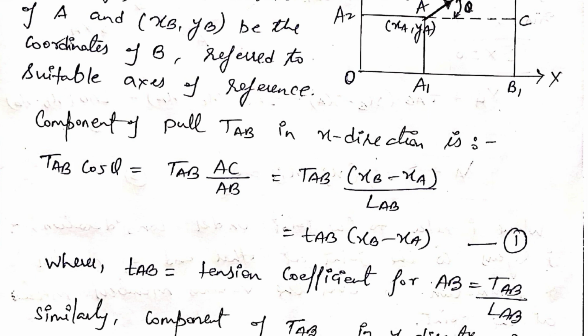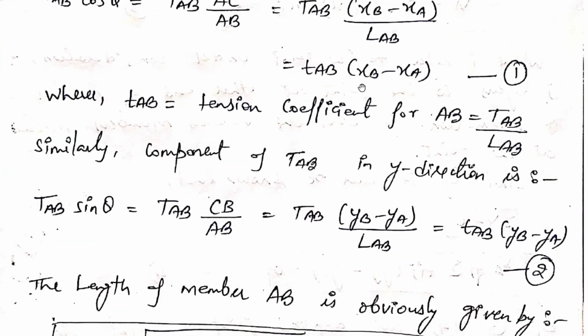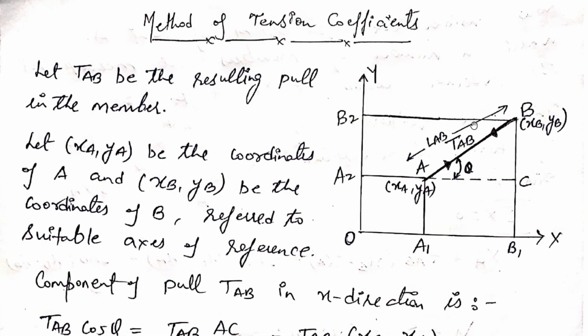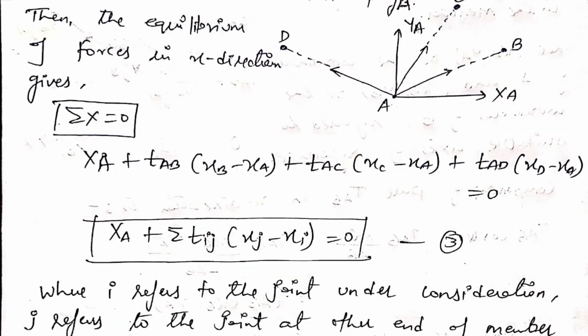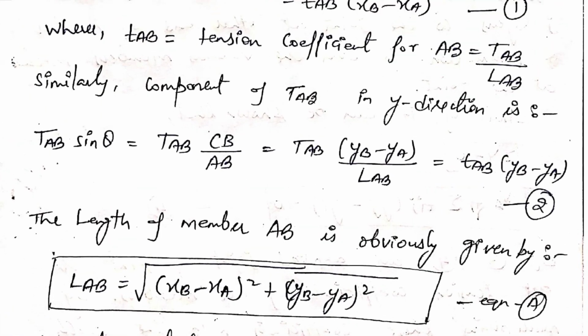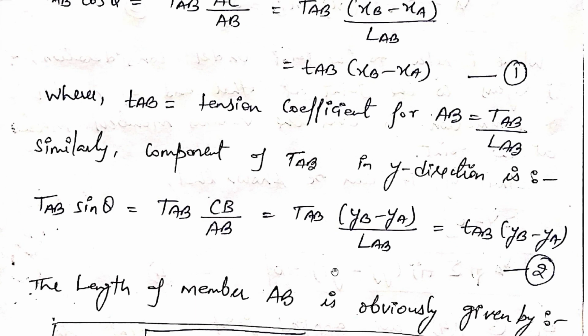Similarly, we have the Y component of the member AB. The component of TAB in the Y direction will be TAB sine theta. You can refer to this diagram. Sine theta is perpendicular upon hypotenuse. The perpendicular CB is rewritten as yB minus yA, and the hypotenuse is AB, the length of member AB. So the tension or pull upon length is the tension coefficient.